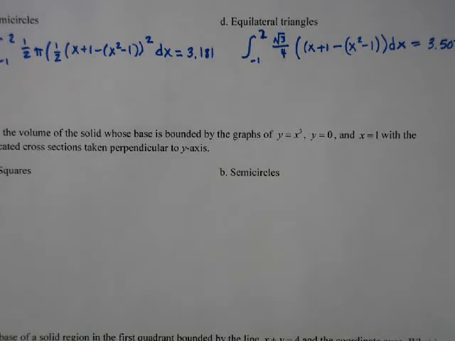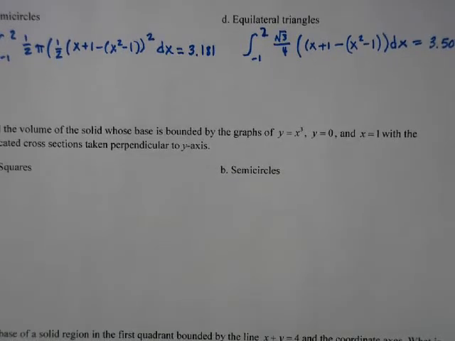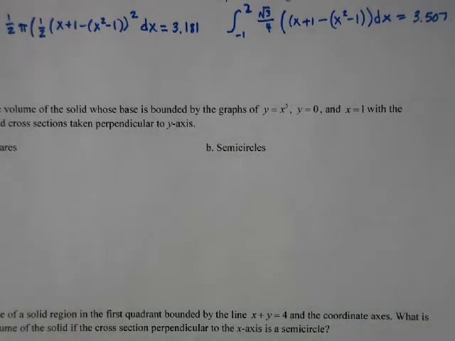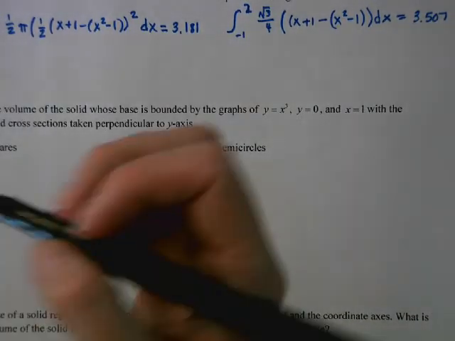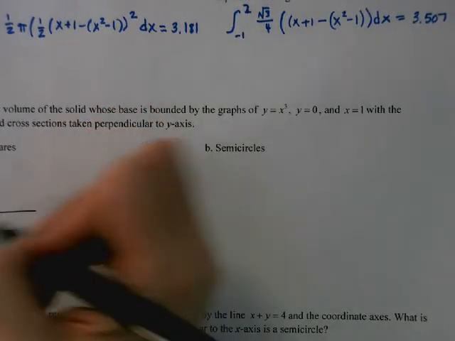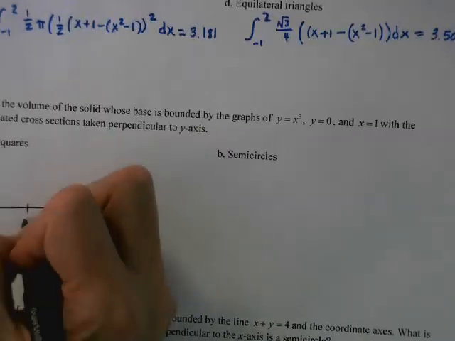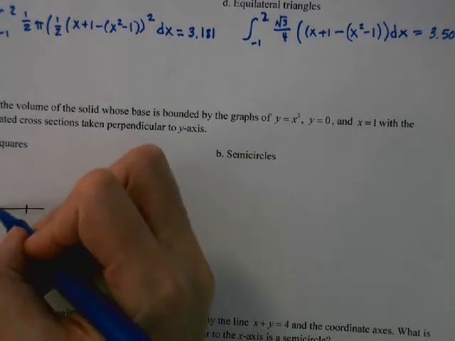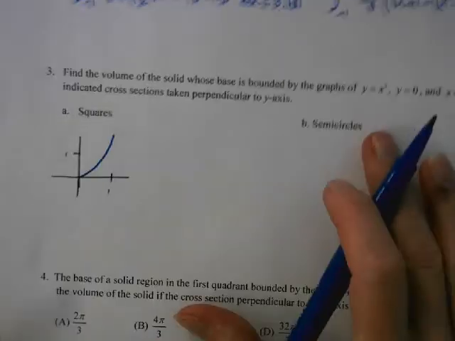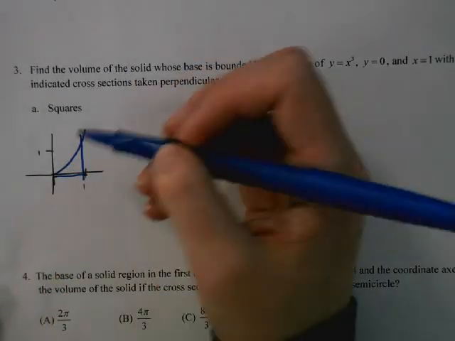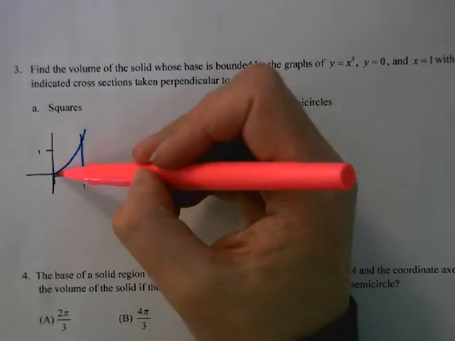Okay, find the volume of the solid whose base is bounded by the graphs of y equals x cubed, y equals 0, x equals 1, with the indicated cross sections taken perpendicular to the y-axis. So we have y equals x cubed, which is going to look like that in the first quadrant. Okay, and it says y equals 0 and x equals 1. So this is our base.